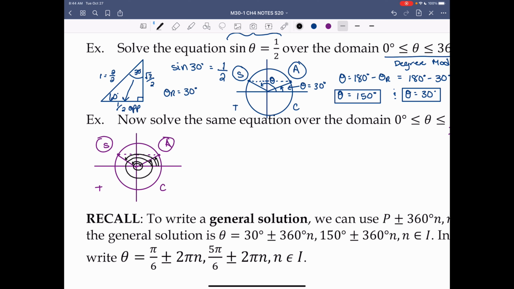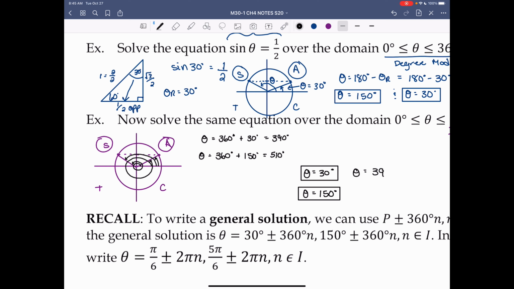To find the other 2 angles, we go a full rotation, 360 degrees, and then we go to our first angle, which was 30 degrees. So that gets us to 390 degrees. For our second one, same thing, we go a full rotation, 360 degrees, and then we go to our second angle, which was 150, which gets us to 510 degrees. Then our solutions are theta equals 30 degrees, theta equals 150 degrees, theta equals 390 degrees, and theta equals 510 degrees.